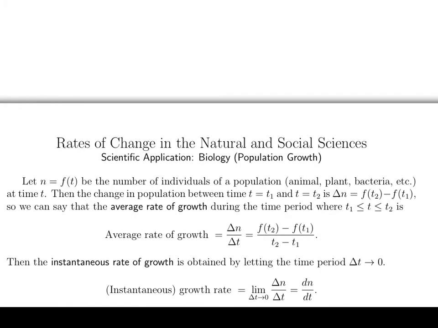So now we're going to get the growth rate. You could say, if you like, the instantaneous growth rate. That's the limit as delta t goes to 0 of delta n over delta t. And that's dn over dt. That's a derivative now.